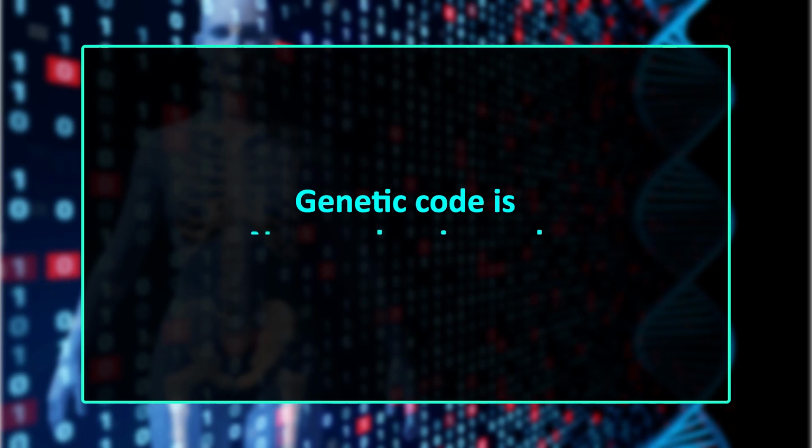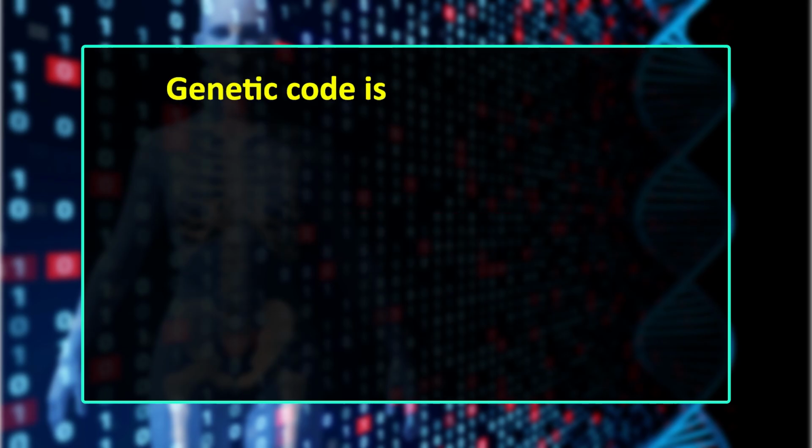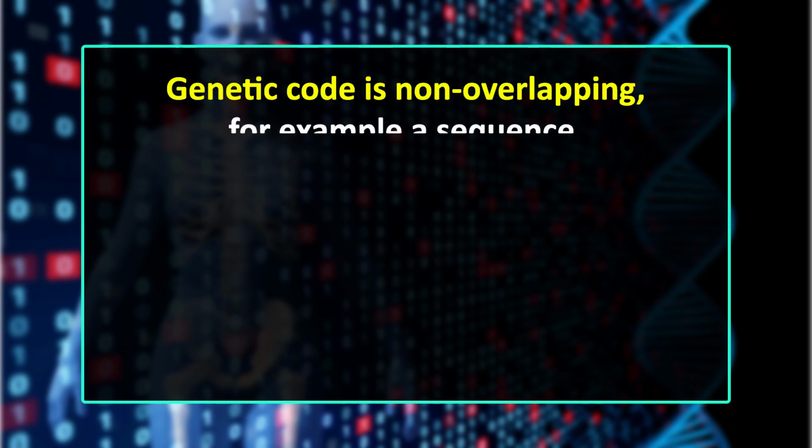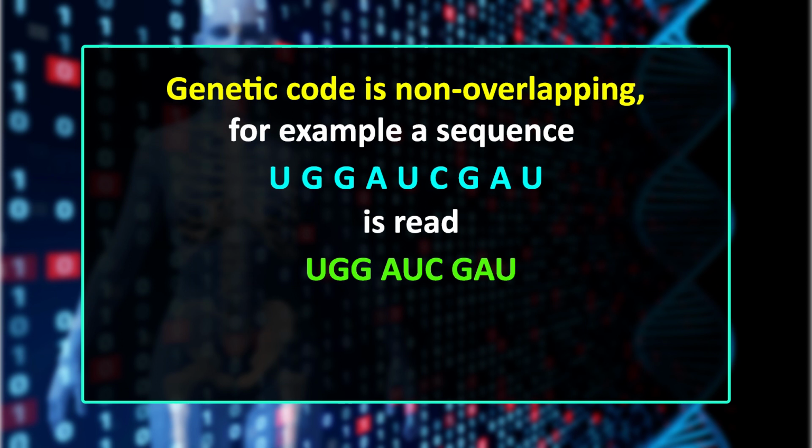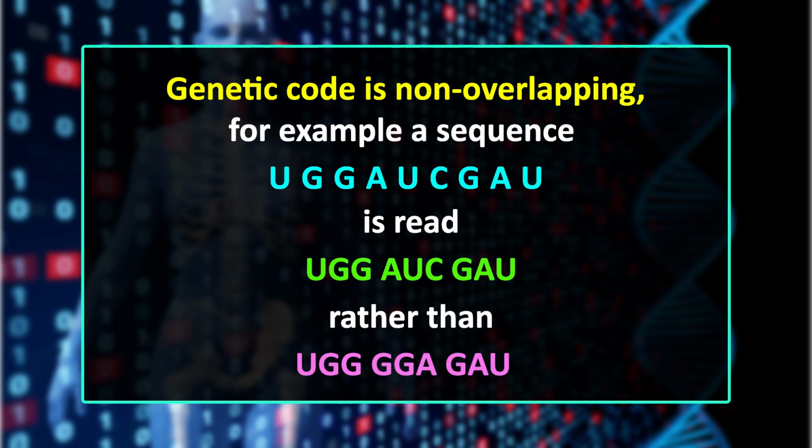Dear students, let's now discuss that the genetic code is a non-overlapping code. The genetic code is non-overlapping. For example, a sequence UGGAUCGAU is read as UGG AUC GAU rather than UGG GGA and GAU, etc. The code has no punctuation, so no base serves as a comma between groups of bases. Therefore, the code is read sequentially 3 bases at a time.